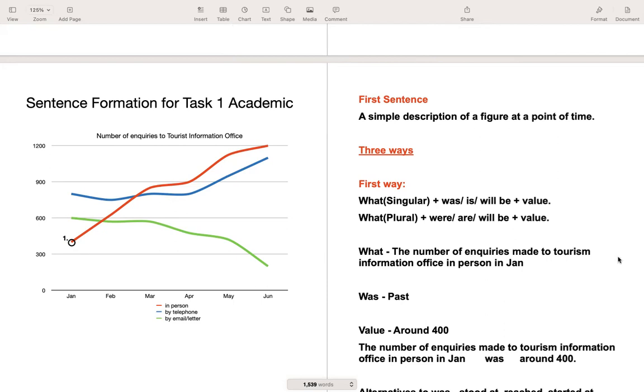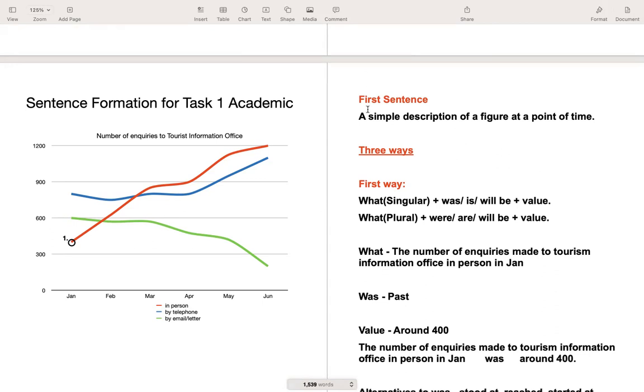And you need to be able to do that for every line, like the green line, the blue line. You need to understand what the green line or the blue line are, and then be able to say that. In this case, it's the number of inquiries. The red line is the number of inquiries made in person to a tourist information office, meaning face to face. The blue line is inquiries done by telephone. And the third one is by writing an email or by letter, by post. So these are the 3 ways that these 3 lines represent.